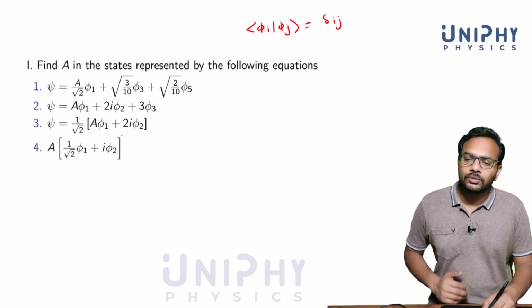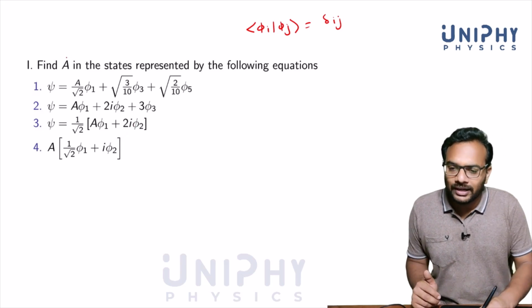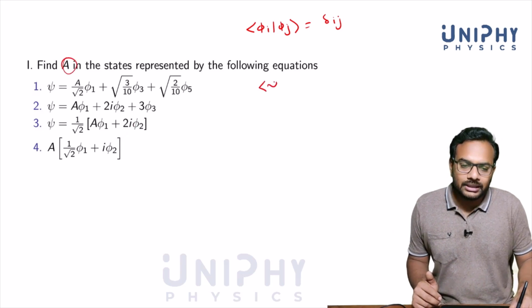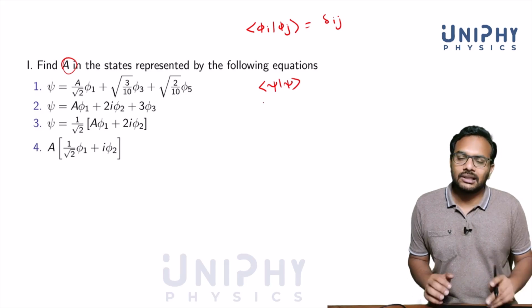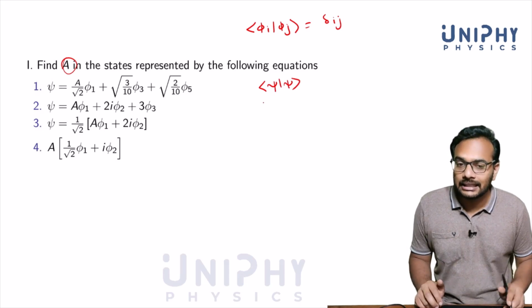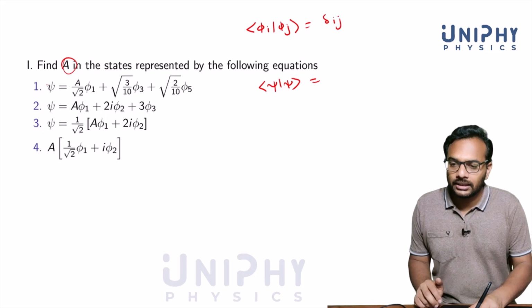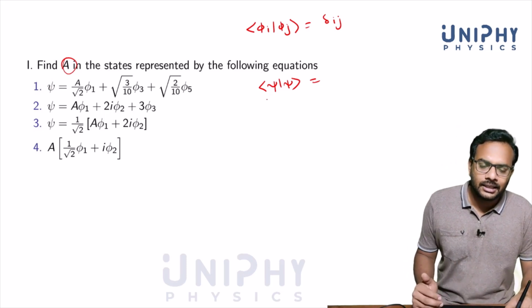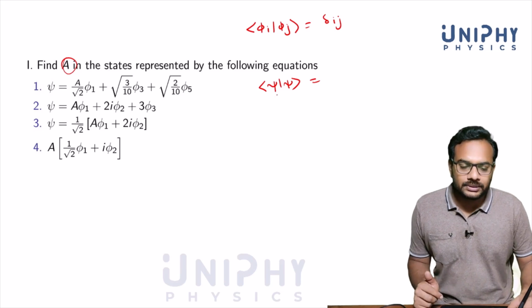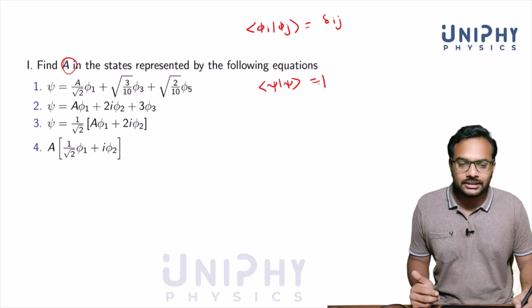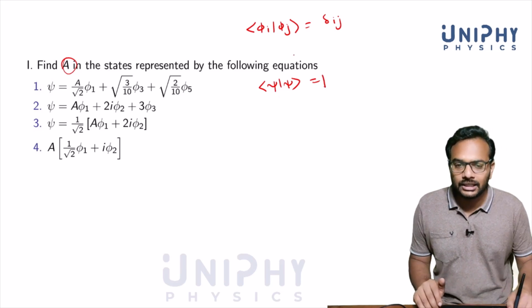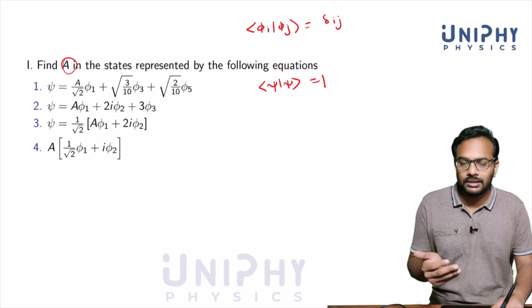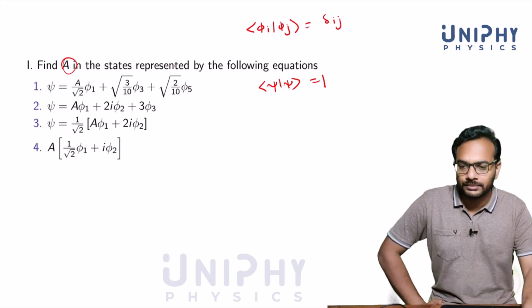All right, so what we do in such problems is that we'll find A by assuming that the state is normalized. All right, what's A such that the state is actually normalized? So here they have just written psi, but we will write it in bracket notation. So psi, the inner product with psi is equal to 1. This is what we will demand, and we'll assume that the basis is orthonormal. Okay, this is how we will solve these problems.